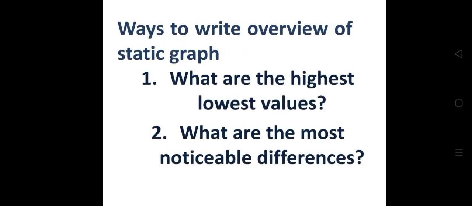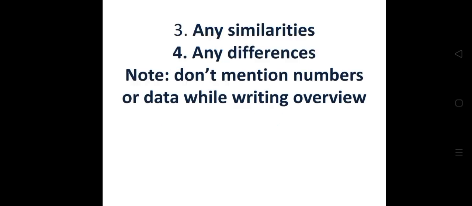Ways to write an overview of a static graph. We have to see what are the lowest and highest values. Second, what are the most noticeable differences. Third, any similarities, and fourth, any differences. In the graph, we have to see these things to write an overview.